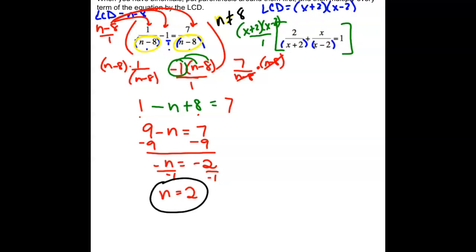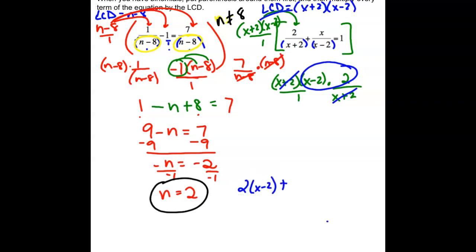Okay, so when we go to distribute that to the first one, let's look at what happens. We have an x plus 2 times an x minus 2 all over a 1. We're multiplying it to 2 divided by an x plus 2. In this case, the x plus 2's drop out. What we have left is 2 times x minus 2. I'm actually going to move that down, give myself a little more space here. Okay, so that's the first part.